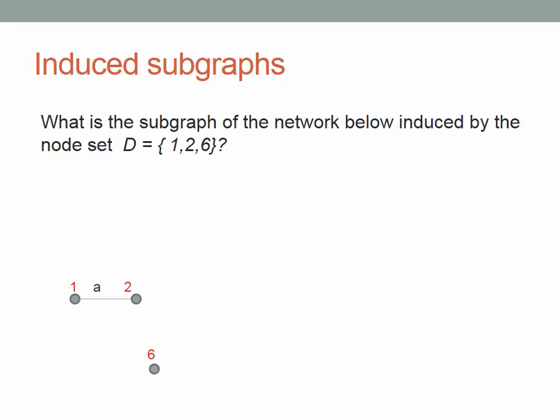And if we choose the nodes 1, 2, and 6, then again there is no connecting link in the network from 2 to 6. So in the subgraph there is no connecting link, and we just pick up again the edge or link A that connects 1 and 2.